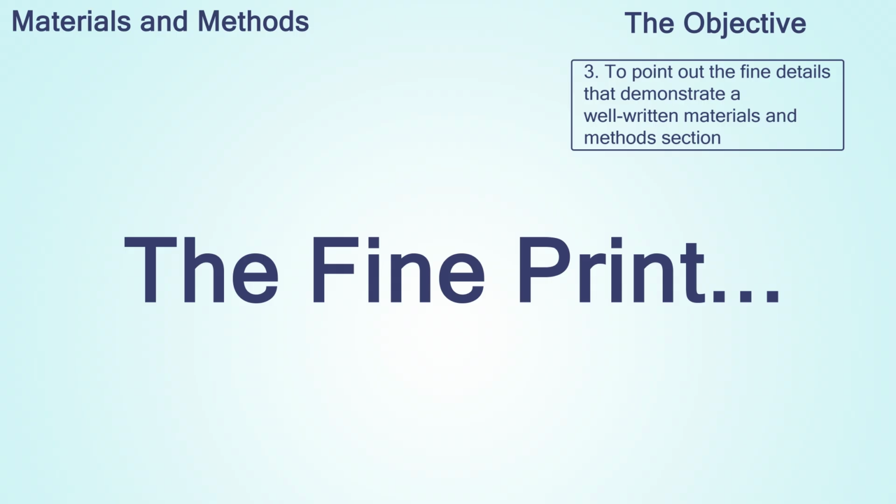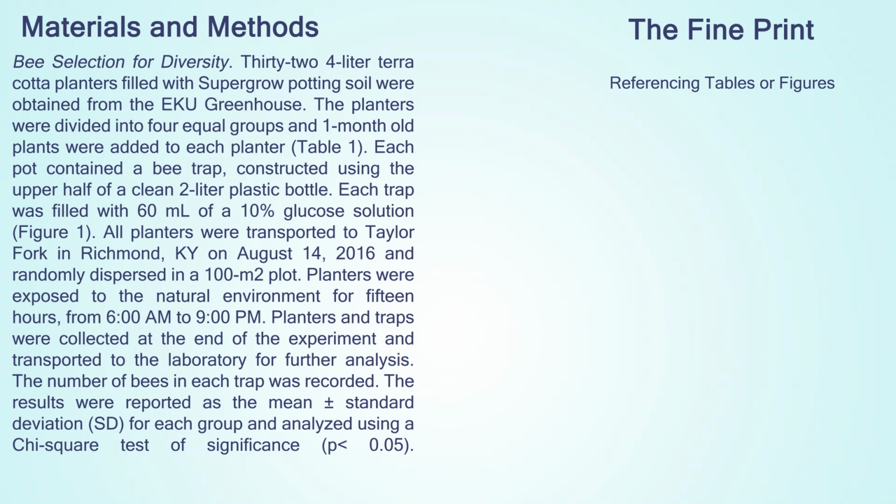The last objective of this video segment is to point out the fine print, or the details that demonstrate a well-written materials and methods section. Let's take a look at the fine print, or the details that indicate you've written an excellent materials and methods section. First, in this paragraph, the author has referenced a table and figure. Sometimes, a table or figure summarizes the materials and methods clearer than the descriptive sentences.